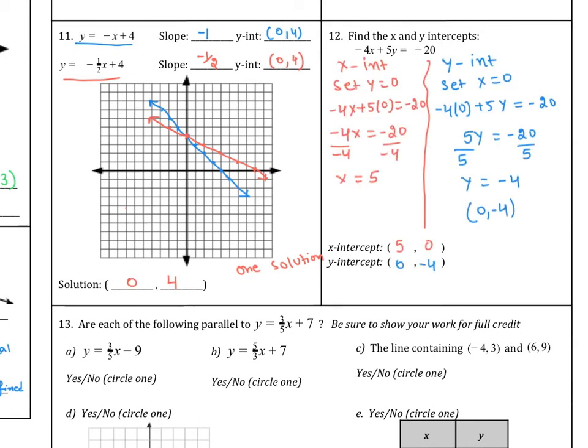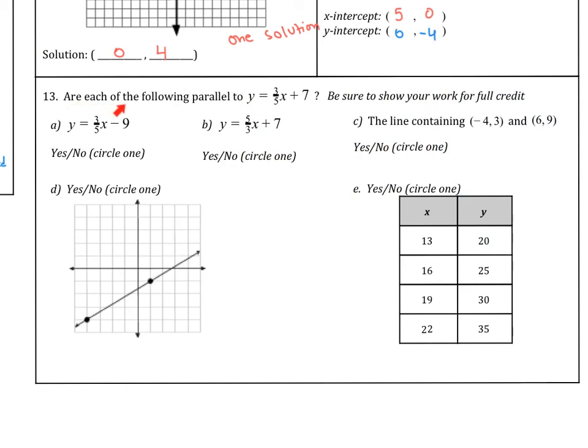For number 12, you're going to find the x and y intercepts. To find x-intercept, you set y equals 0, and you're going to be left with negative 4x equals negative 20. Divide by negative 4 on both sides, you're going to get x equals 5. So x-intercept is x 5, y 0, so it's 5 comma 0. For y-intercept, you're going to set x equals 0, so you're going to be left with 5y equals 20. Divide by 5 on both sides, you're going to get 0 comma negative 4, and that's going to be the y-intercept.